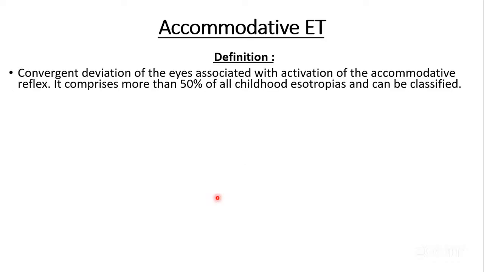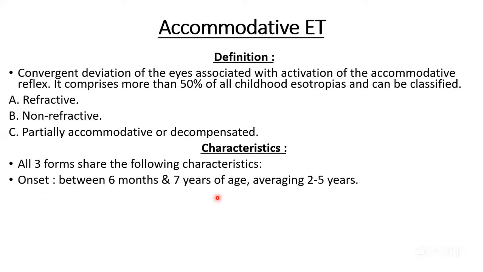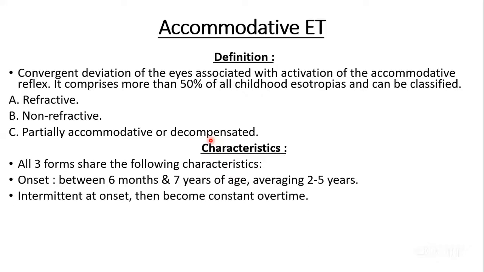So here is just a refreshment about what we have already said: refractive, non-refractive, partial accommodative, or decompensated. Decompensated means that when you give the glasses initially, the patient becomes orthotropic or with microtropia of 8 prism diopter. But with time, again, the esotropia increased. That is what we usually call decompensated. For accommodative esotropia, the onset is usually between 6 months and 7 years, average 2 to 5 years. Intermittent at onset, then becomes constant over time.